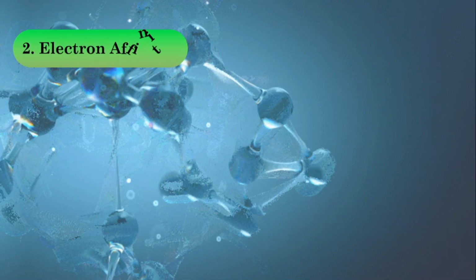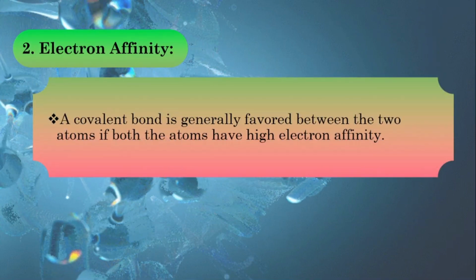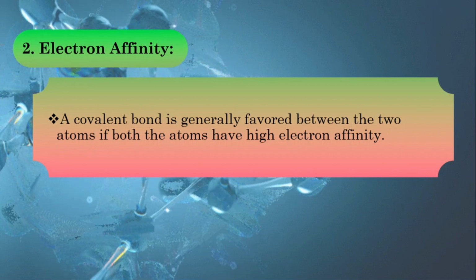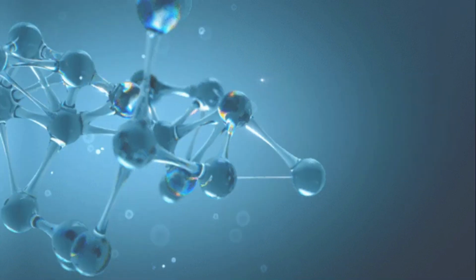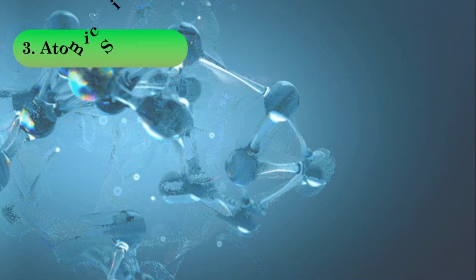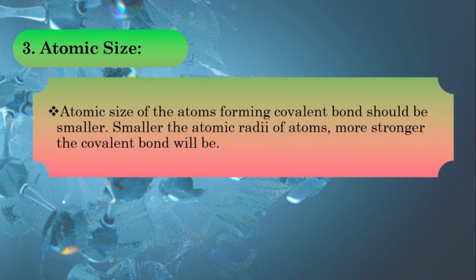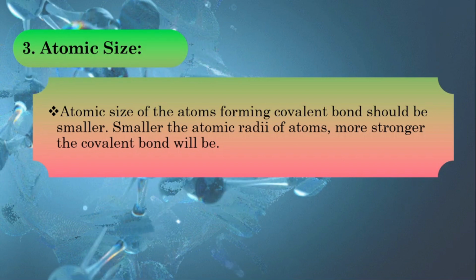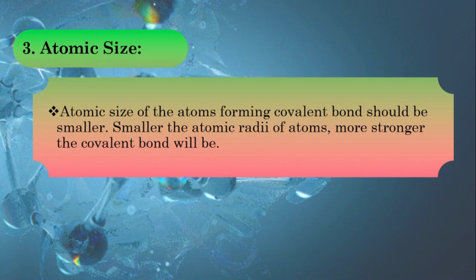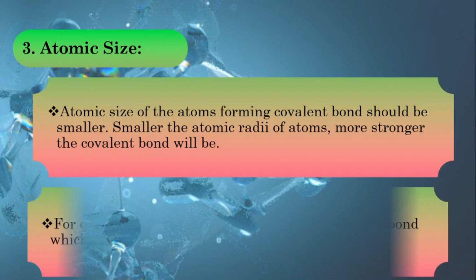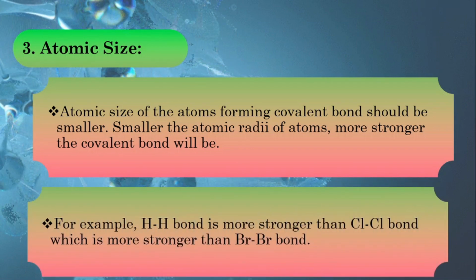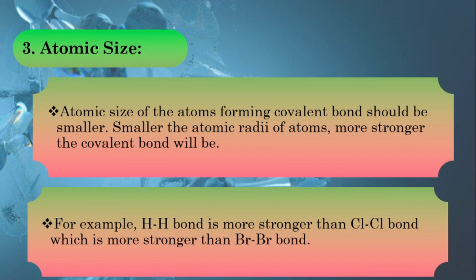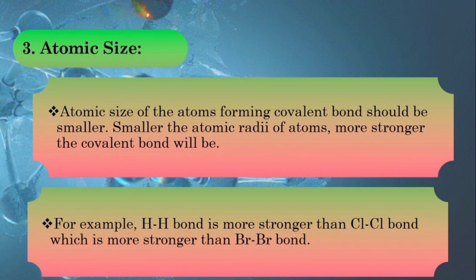Number 2, electron affinity. A covalent bond is generally favored between two atoms if both atoms have a high electron affinity. Third factor is the atomic size. The atomic size of the atoms forming a covalent bond should be small. The smaller the atomic radii of atoms, the stronger the covalent bond will be. For example, the hydrogen-hydrogen bond is stronger than the chlorine-chlorine bond, which is stronger than the bromine-bromine bond.